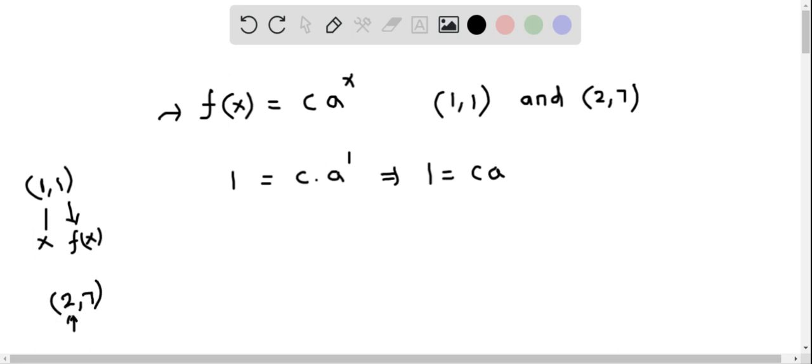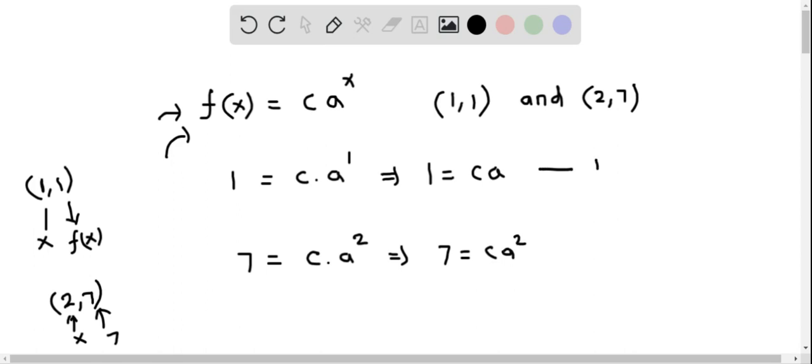Now let's put the other point (2, 7). That is, when x equals 2, f(x) equals 7. So replace f(x) by 7 and x by 2. Therefore we get 7 equals c times a raised to the power of 2, and so this gives 7 = ca². Now we have to solve these two equations. Let's say this is equation number 1 and this is equation number 2.